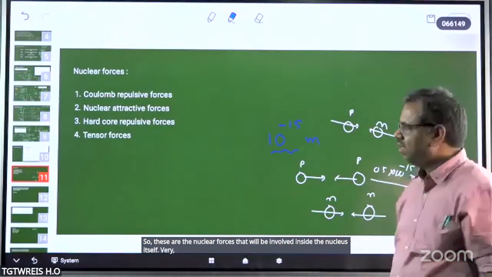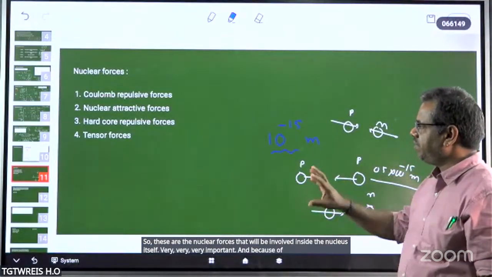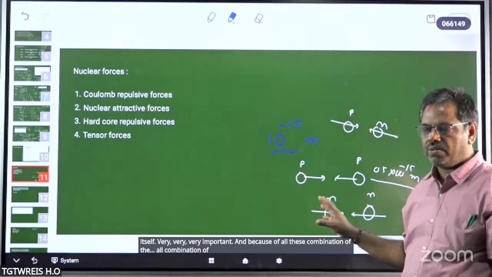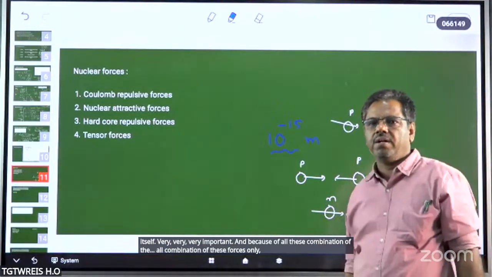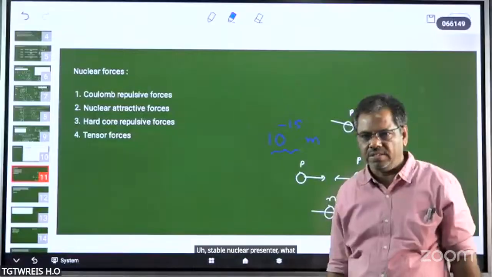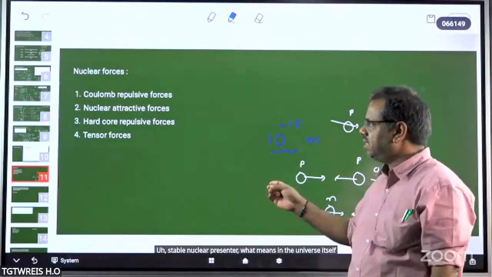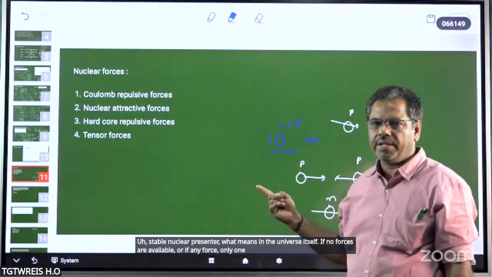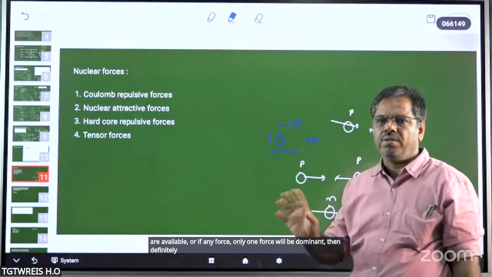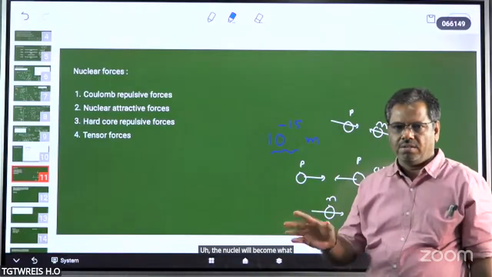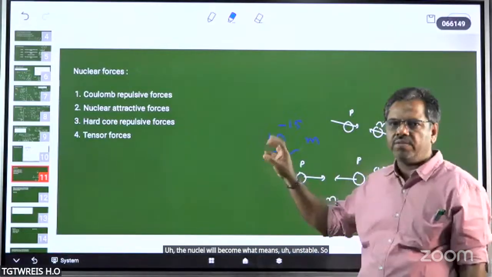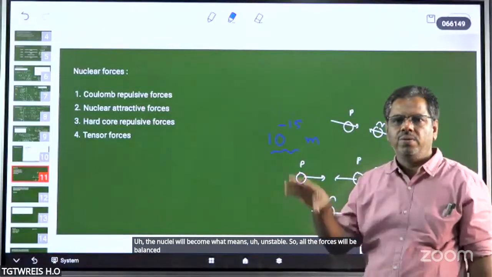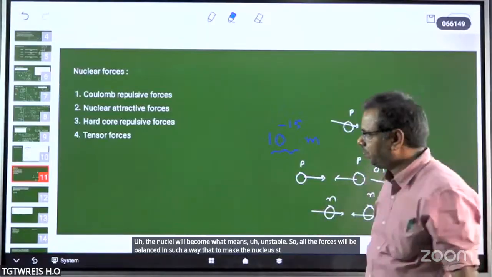Very important. Because of the combination of all these forces, stable nuclei are present in the universe. If no force is available, or if only one force dominates, then definitely the nuclei will become unstable. So all the forces are balanced in such a way as to make the nucleus stable.